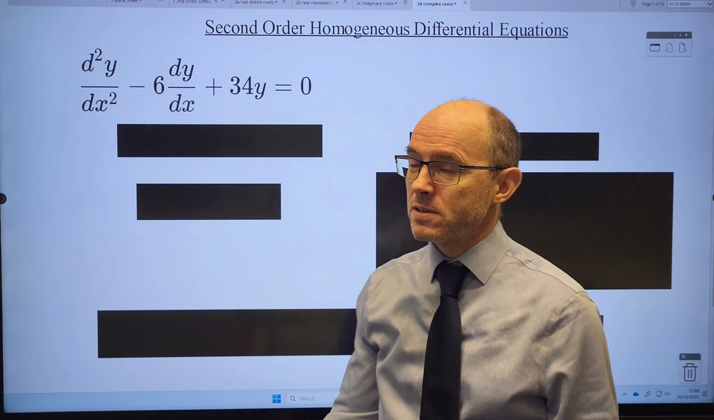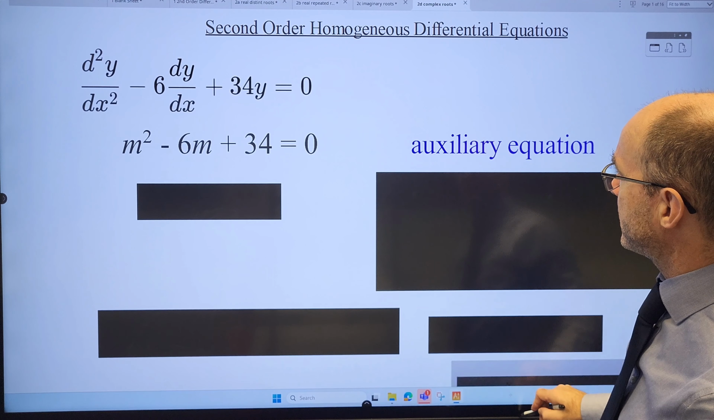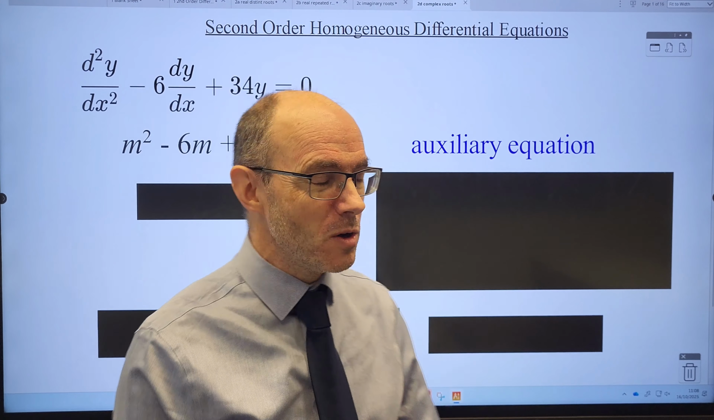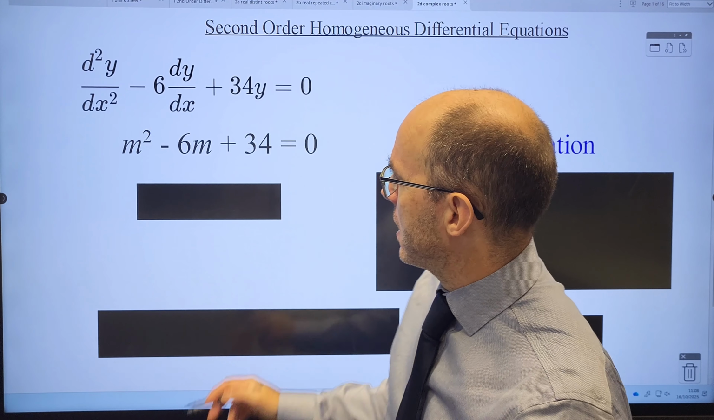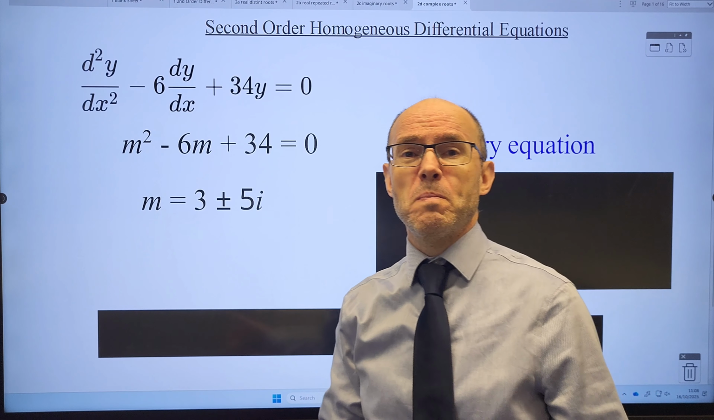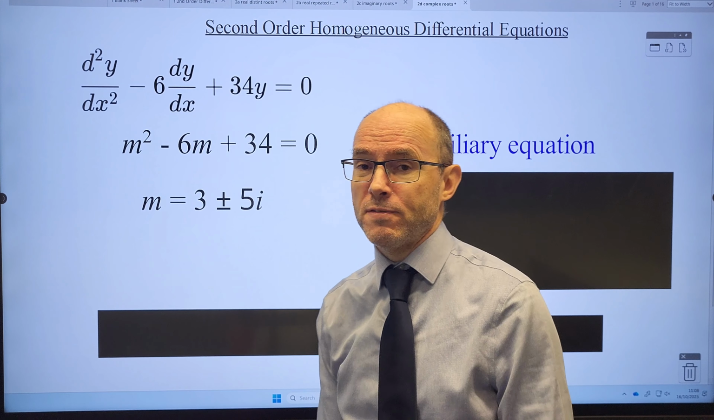Next, last case. So for this one, you set up your auxiliary equation first of all. I'll keep writing this down because it's a term that's got to stick. You've got to know the term auxiliary equation. You solve the auxiliary equation and you're going to get complex roots, conjugates: 3 plus 5i, 3 minus 5i.